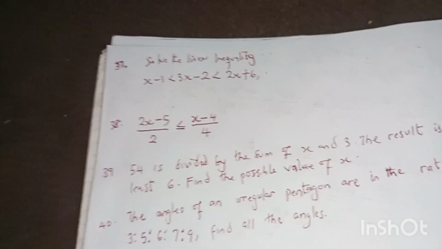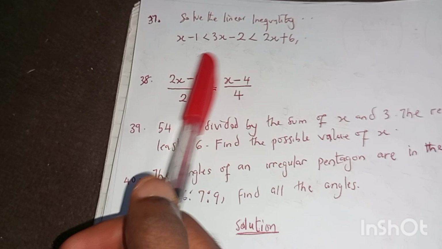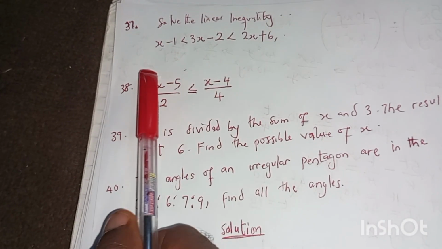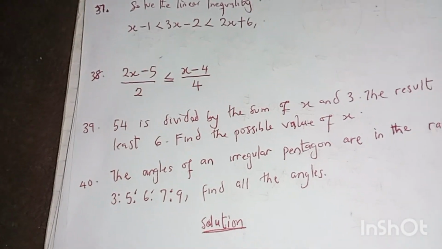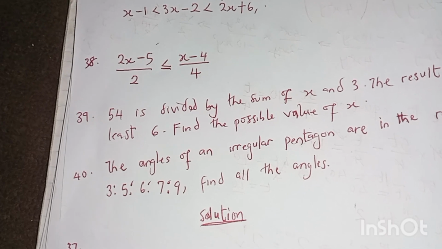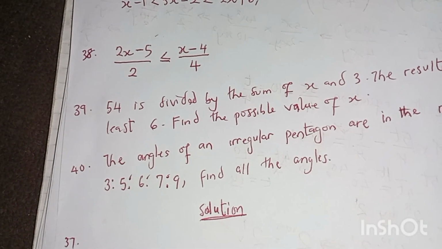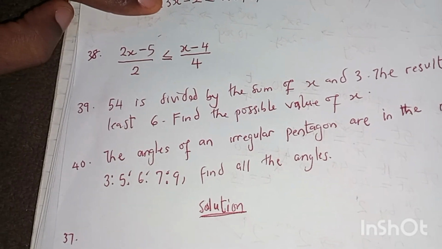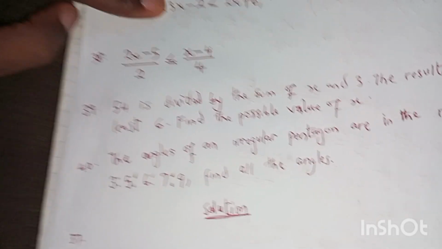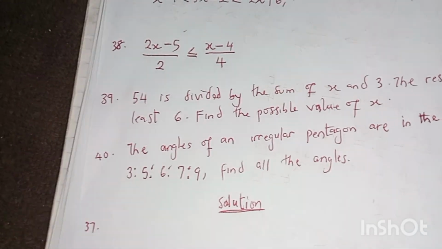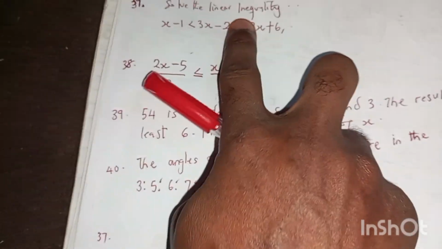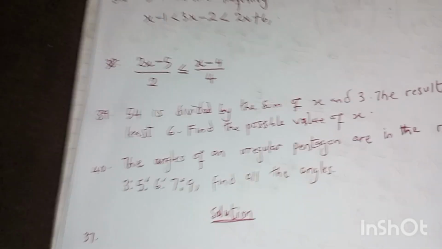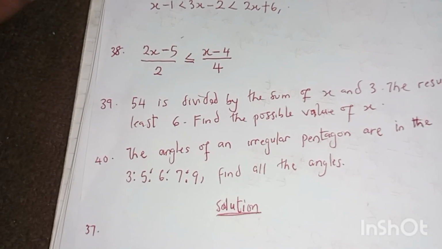All right, so the 37th question says to solve the linear inequality. You can see there are two inequalities here. So how do we break it up into two different inequalities? You cover this one and write out the equation, then you cover the second one and write out the equation that you see. That's how it's going to go.